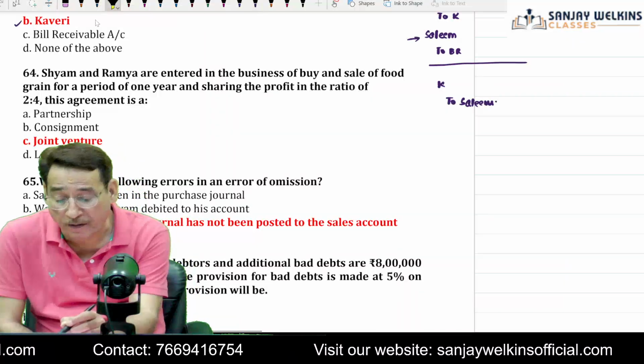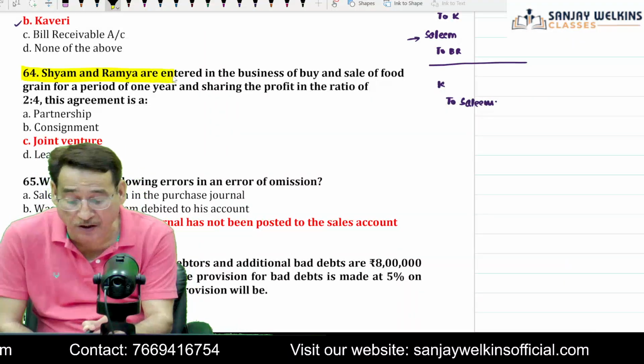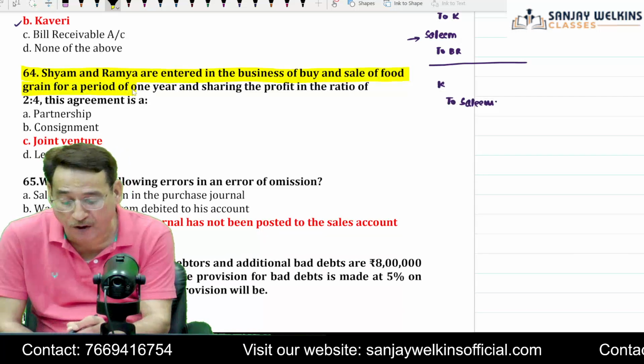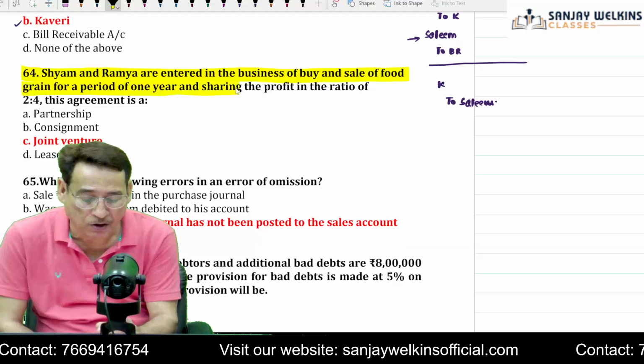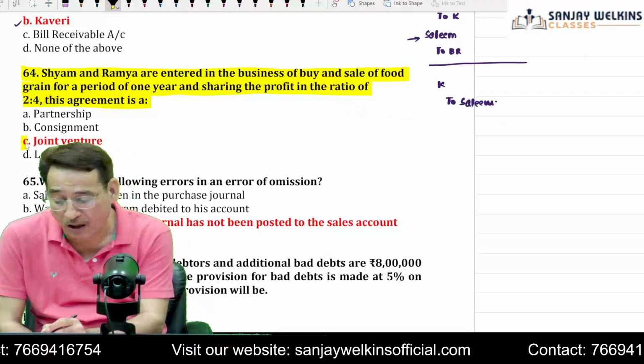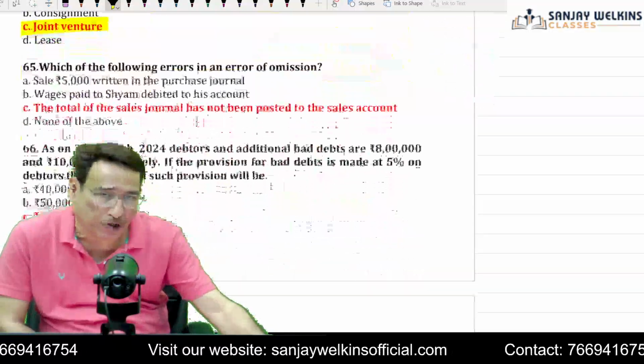64. Sham and Ramya entered into a business of buy and sale of food grain for a period of 1 year only, sharing profits in the ratio of 2:4. This agreement is a joint venture because it's a short partnership. Is it clear to you?